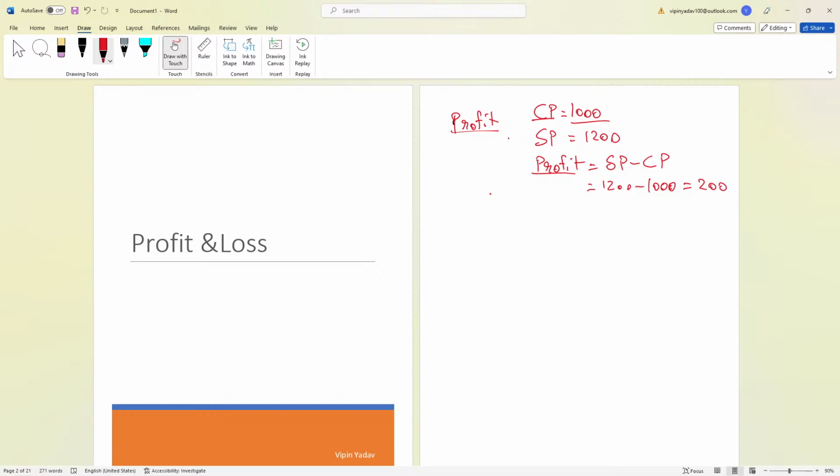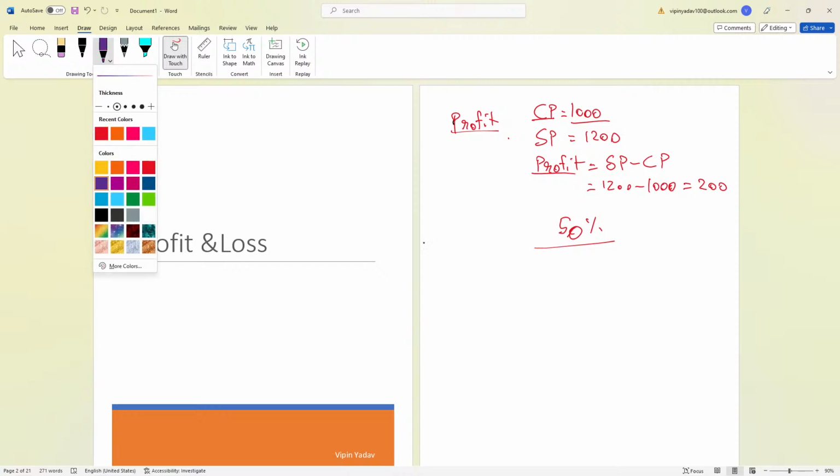Suppose there is a t-shirt and the season is about to end, so he has put it on sale. He says, take this t-shirt, I'm giving you 50% off. But the customers are still not getting attracted by that. Now he is getting a loss in this. So what is he going to do? He is now going to get a loss.